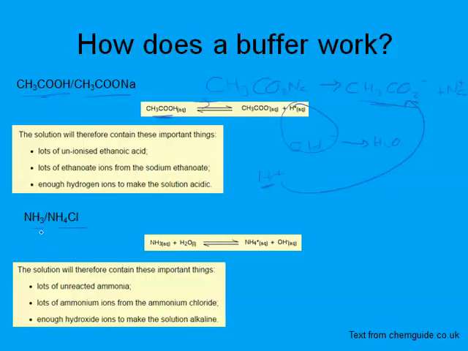Down here with my alkali buffer, so if I wanted a buffer system, say I was doing one of those gel electrophoresis things and I wanted a buffer that was around about pH 9, I'd look to mix these chemicals together.